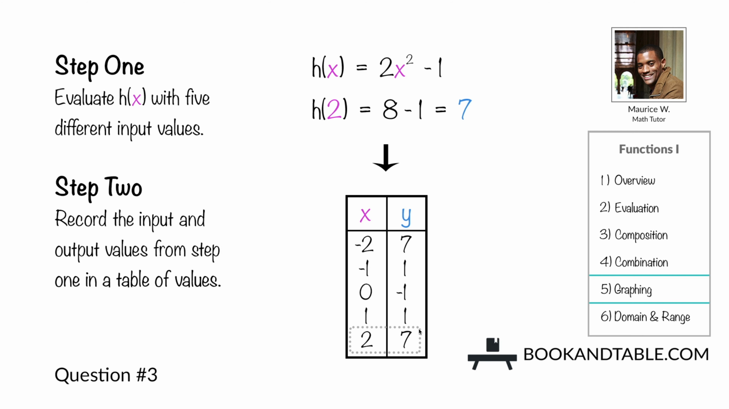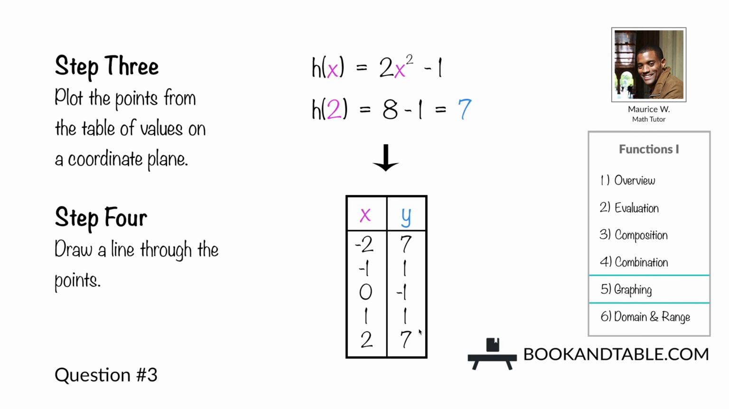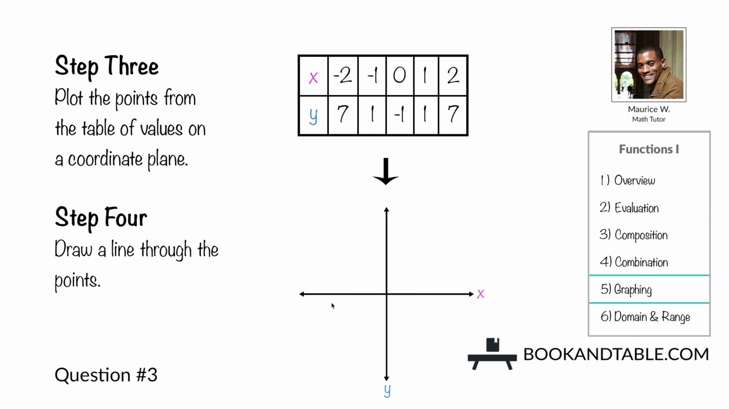So now that we have the 5 points we are going to use to sketch h of x, the third step is to plot the points from the table of values on a coordinate plane. And then step 4 is to draw a line through the points.